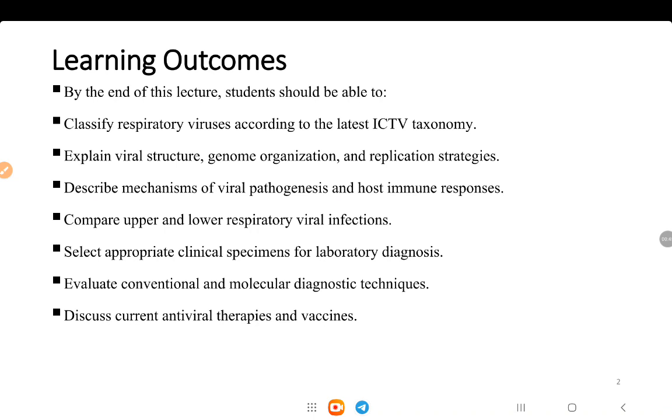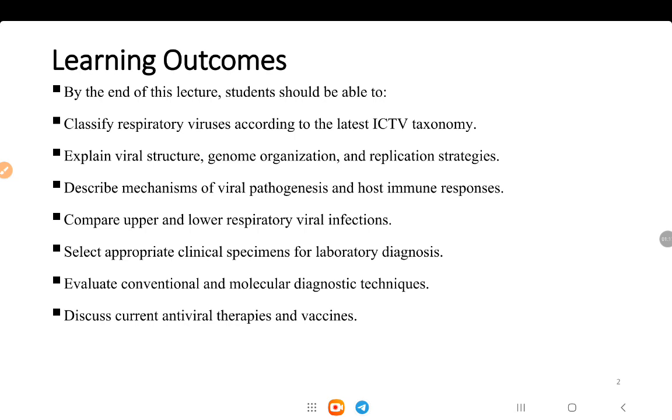Let's start with the learning outcomes from this lecture. By the end of this session, you should be able to classify these viruses according to the latest International Committee on Taxonomy of Viruses, understand their structure, genome organization, and replication strategy, and explain how they cause disease and interact with the host immune system. Also identify the most common laboratory diagnostic methods.